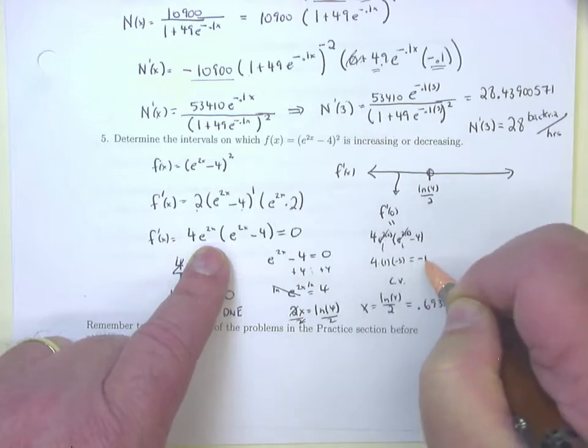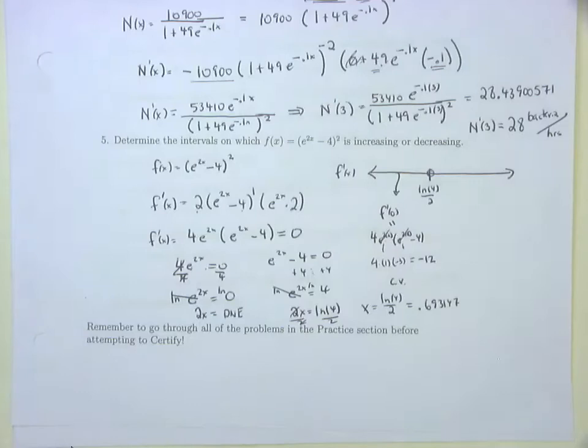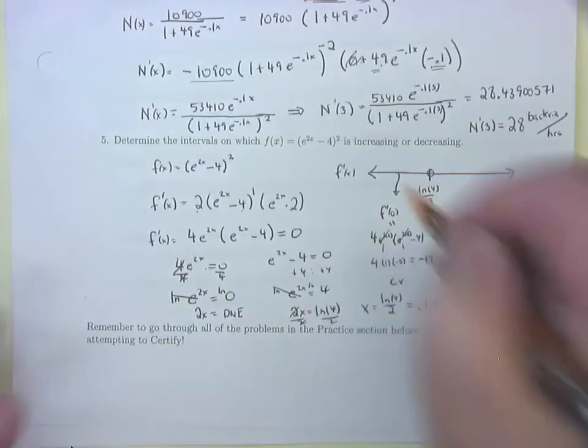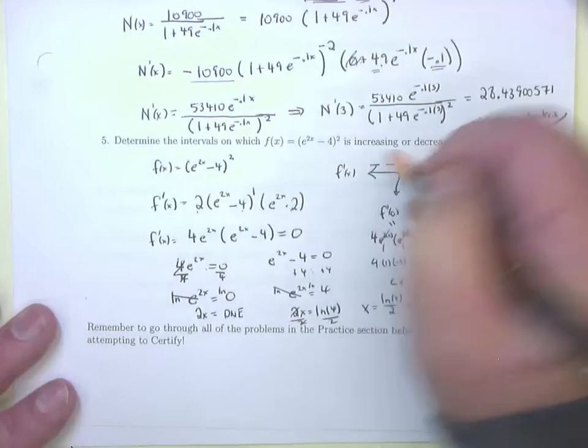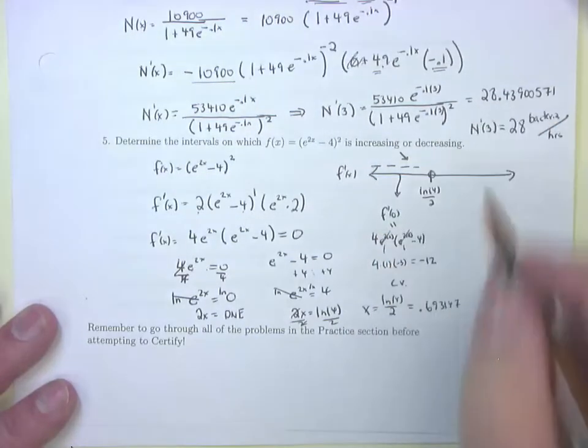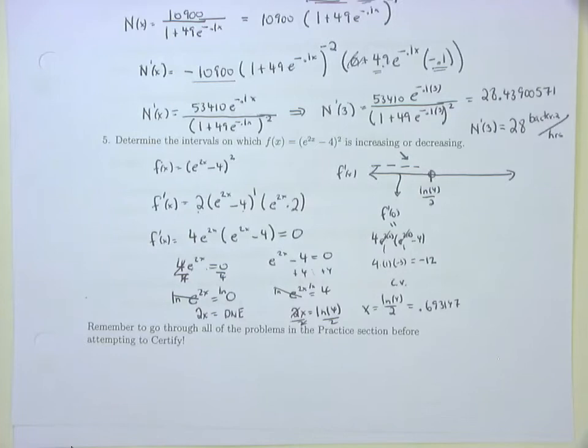The answer is actually negative 12. But just wanted to work the numbers with you. But you don't really care about the number. What sign is it? It's negative. That tells me on first derivative, that's decreasing. Now pick a number bigger than natural log of 4 over 2.